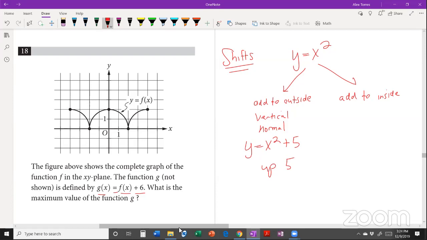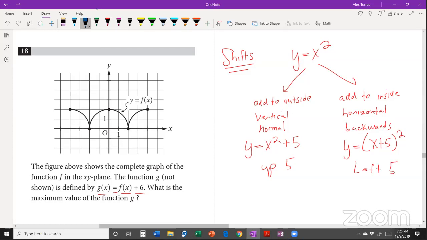Now that we're adding to the inside, that would be a horizontal shift, and it's not normal, it's backwards. So that would look like y equals (x plus 5) squared. By saying the inside, we're talking about the area where x is, where a little parentheses can be created. So by virtue of being on the inside, it's a horizontal shift. Normally, in terms of the x-axis, positive is right and negative is left. So this is backwards, so positive is left. So this would actually be left 5.